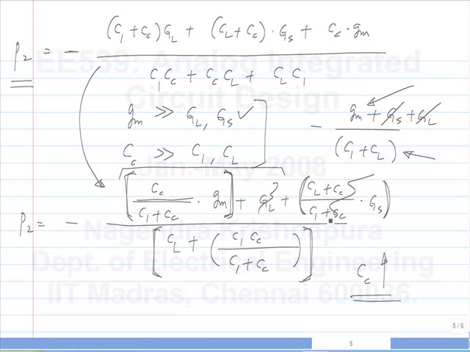So if Cc increases, does it move to lower frequencies or higher frequencies? I mean, when I say lower frequencies, I don't mean becoming more negative. I mean the absolute value of P2, right? If the absolute value of P2 increases, it goes to a higher frequency. So you ignore this minus sign and then figure out.